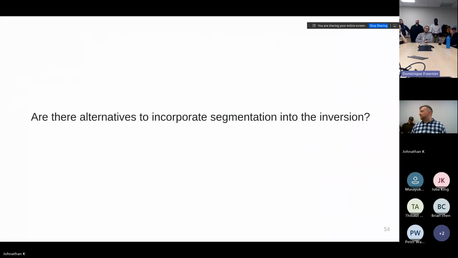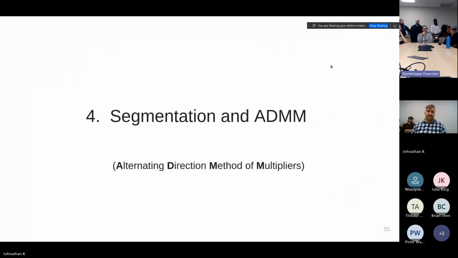Are there other ways that we can incorporate it into the inversion? Right now it's sitting on top of the inversion, acting from outside on the inversion. So is there a way that we can make it more mathematically cohesive? And there is. That's segmentation in ADMM, which is the alternating direction method of multipliers.